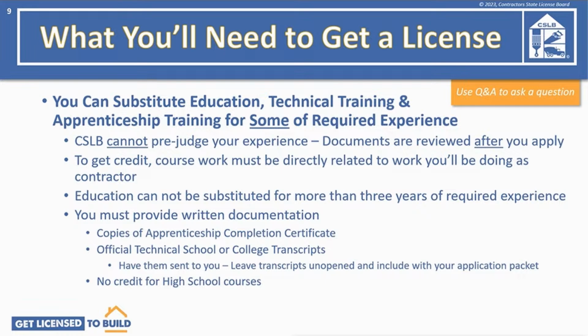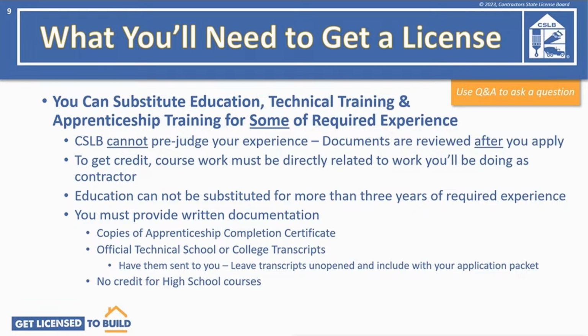Next, to get education credit, the coursework must be directly related to the work you will be doing as a contractor. Your education cannot be substituted for more than 3 years or 36 months of the required experience, meaning you will need at least 1 year of practical experience if you get the full 36 months of education credit.